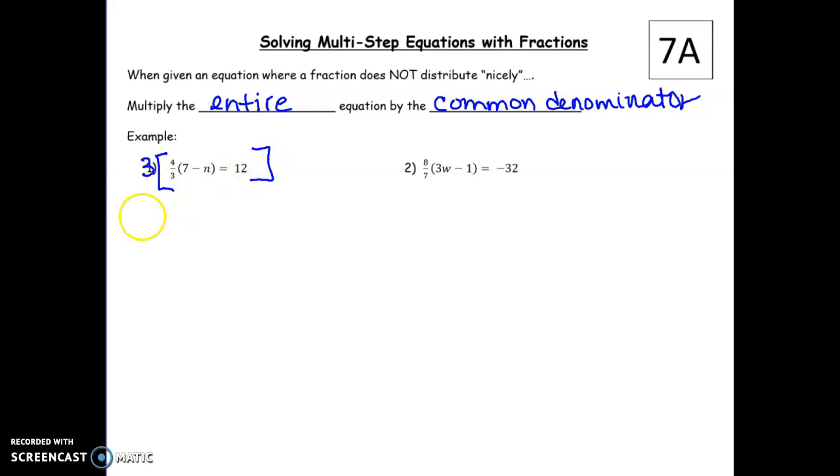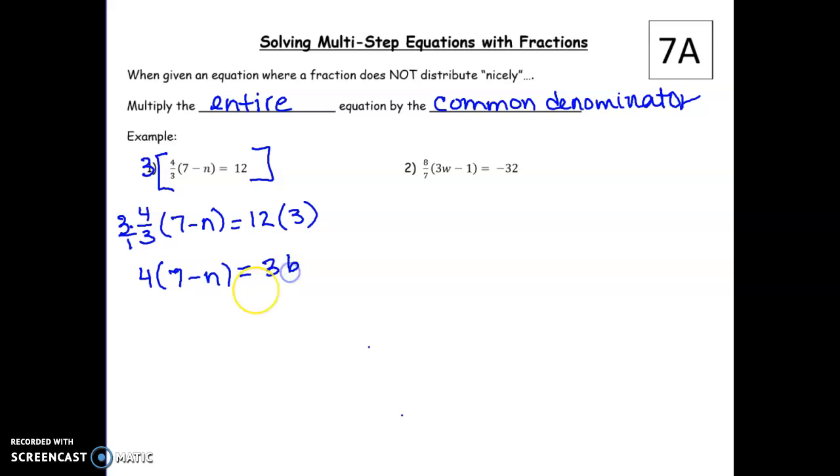What that really is implying is I'm going to take the 4/3 on the outside, and I'm going to multiply that by 3. And that's going to be times 7 minus n. And then my 12 is also going to be multiplied by 3. Okay, so we're keeping it balanced. Now 3 times 4/3, if you multiply fractions, you get 12/3, which is 4. So this becomes 4 times 7 minus n. Okay, 7 minus n. And that's going to be 12 times 3, which is 36. So now when I distribute, I get 28 minus 4n equals 36.